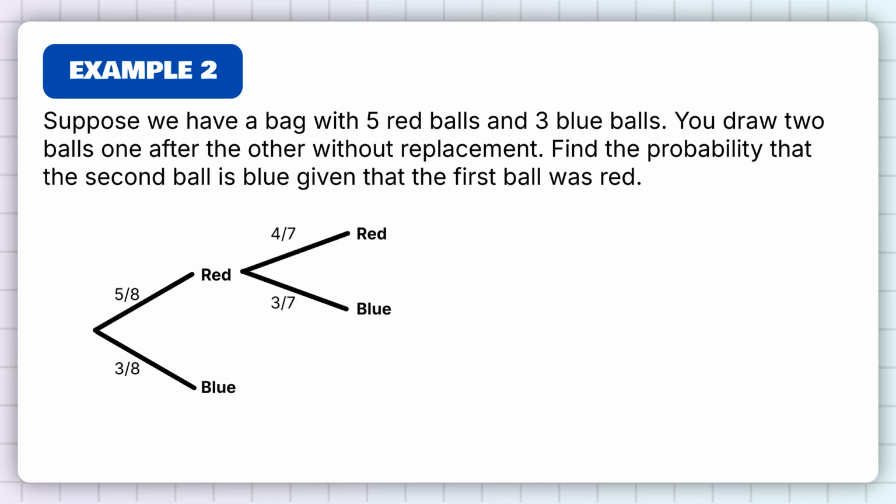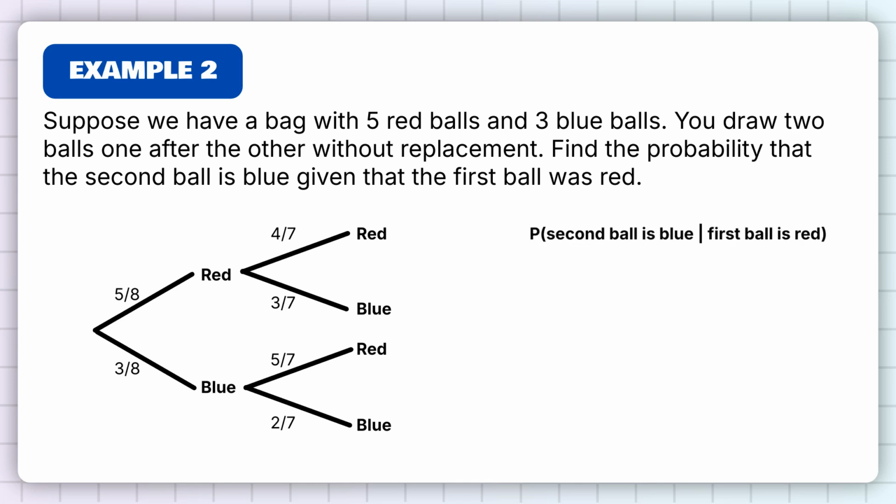If the first ball is red, the second draw has 4 red balls and 3 blue balls left. So there are 7 balls overall. The probability of drawing a red ball is now 4/7, and the probability of drawing a blue ball now is 3/7. If the first ball is blue, the second draw has 5 red balls and 2 blue balls left. The probability of drawing a red ball is now 5/7, and the probability of drawing a blue ball now is 2/7. We need to find the probability that the second ball is blue, given the first ball is red. From the tree diagram, if the first ball is red, the probability of the second ball being blue is 3/7. So this is our answer.